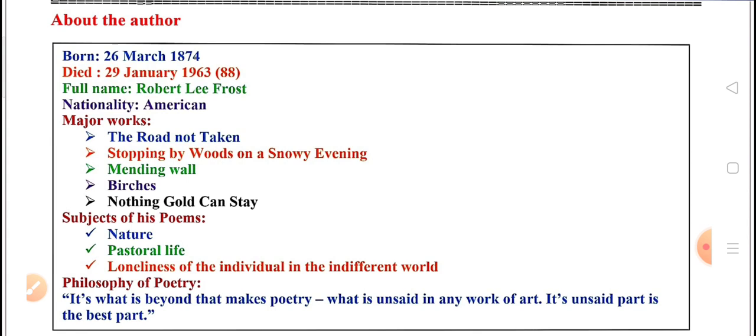What is unsaid in any work of art? He says that its unsaid part is the best part. Whatever is left untold, unsaid, in any form of art, it may be poetry, it may be literature, it may be dance, it may be painting, sculpture, any form of art, that unsaid part, unprojected part, unmentioned part is the soul of that creation. That's why Robert Frost speaks a little, but speaks in hints.